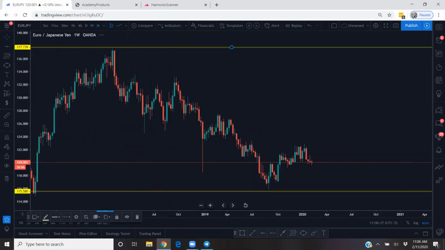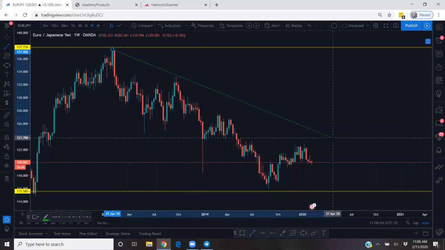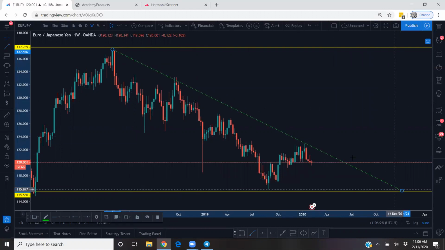Drop down to my weekly. And usually I would have my chart marked up, so I wouldn't have to go through this whole process, but I just want to show everyone who may be new to trading or just getting an understanding of trading what this process would look like. So on the weekly, we're in an overall downtrend.